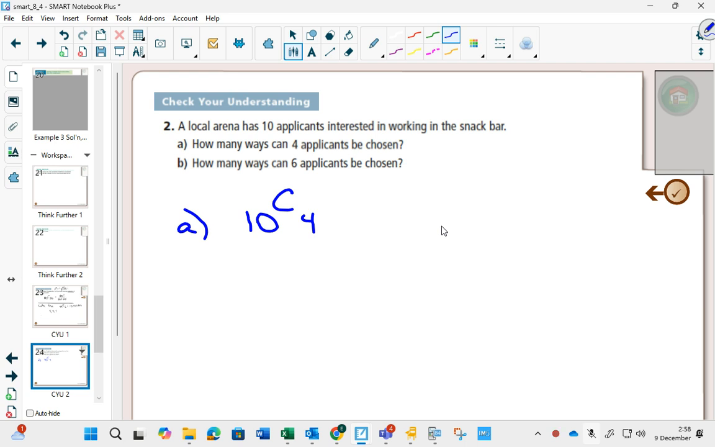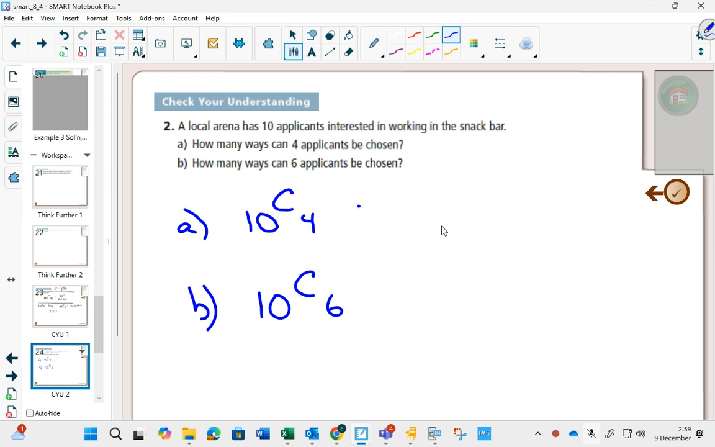10C4. 10, and sometimes I like to use the word choose for the C, but it stands for combinations. And in B, if you were choosing 6 applicants, it would be 10C6, or 10 choose 6.